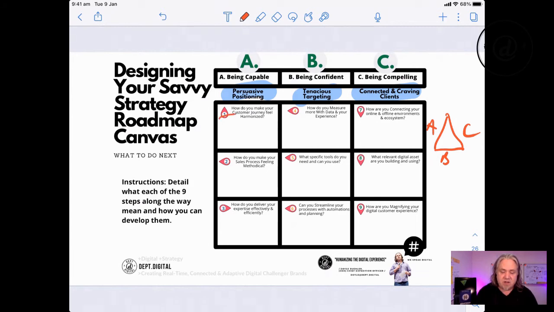How do you make your customer journey feel harmonized? How do you make your sales process feeling methodical? How do you deliver your expertise effectively and efficiently? How do you measure more with data and your experience? What specific tools do you need and can you use? Can you streamline your processes with automations and planning? How are you connecting your online and offline environments and ecosystems? Number 8, what relevant digital assets are you building and using? And number 9, how are you magnifying your digital customer experience?